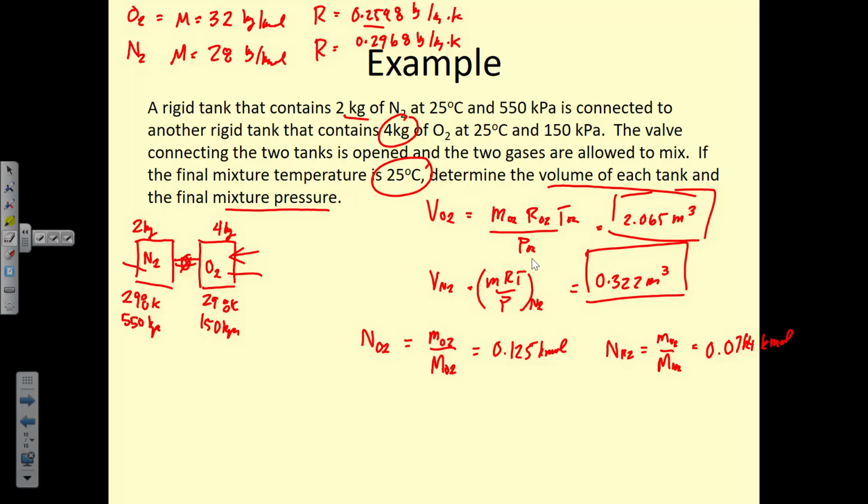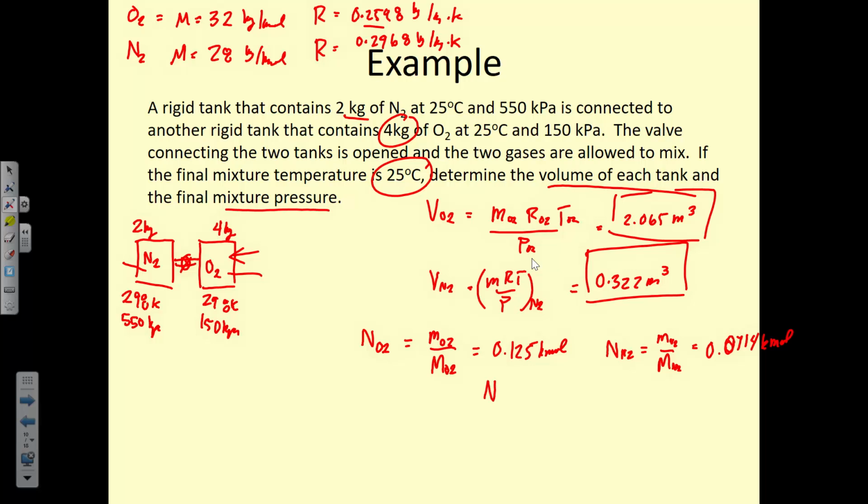That's hard to read, sorry. 0.0714 kilomoles. Read that. Is it a 0? It's a 0. It's a potato. 0.0714 kilomoles.